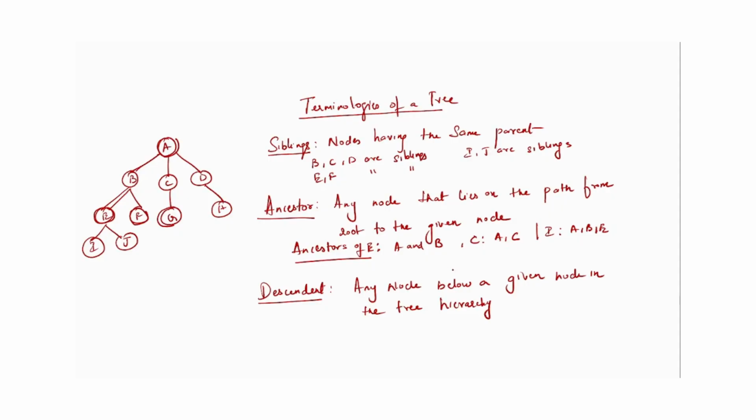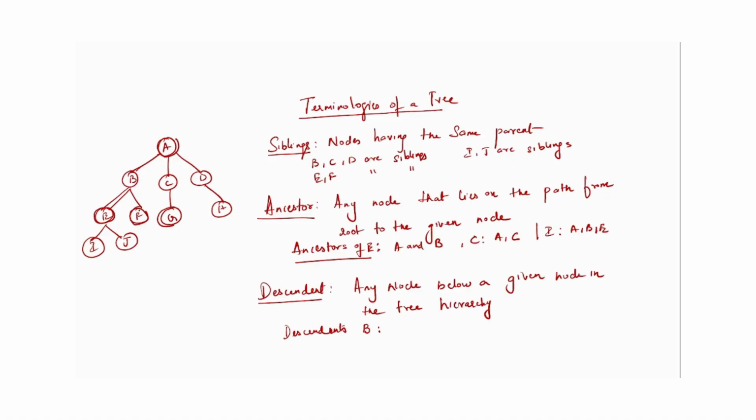Descendant: any node below a given node in the tree hierarchy. So what are the descendants of B? Descendants of B are any node below a given node in the tree hierarchy. So descendants of B are E, F, I and J, right?